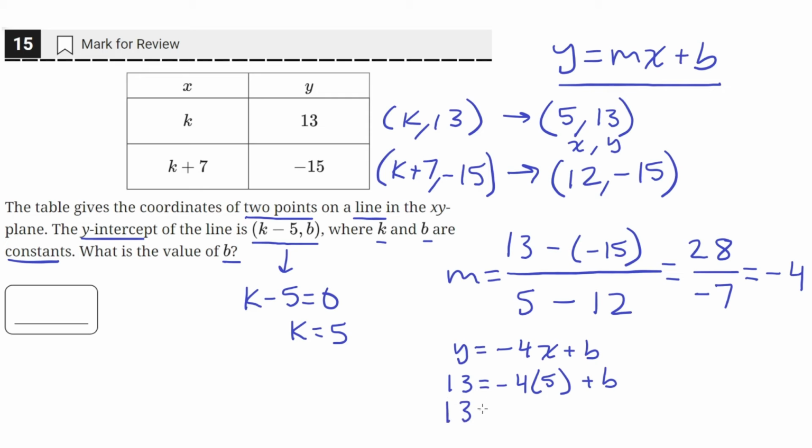So 13 equals negative 4 times 5, which is negative 20, plus b. So if we move this negative 20 to the other side, b equals 33. So this is the y value of the y-intercept of this function. So the value of b is 33. So that's the answer.